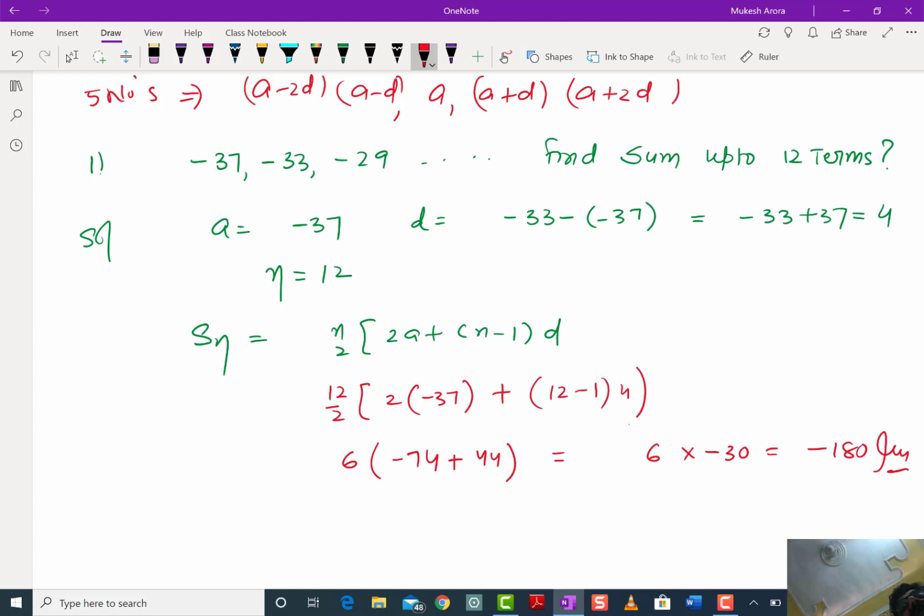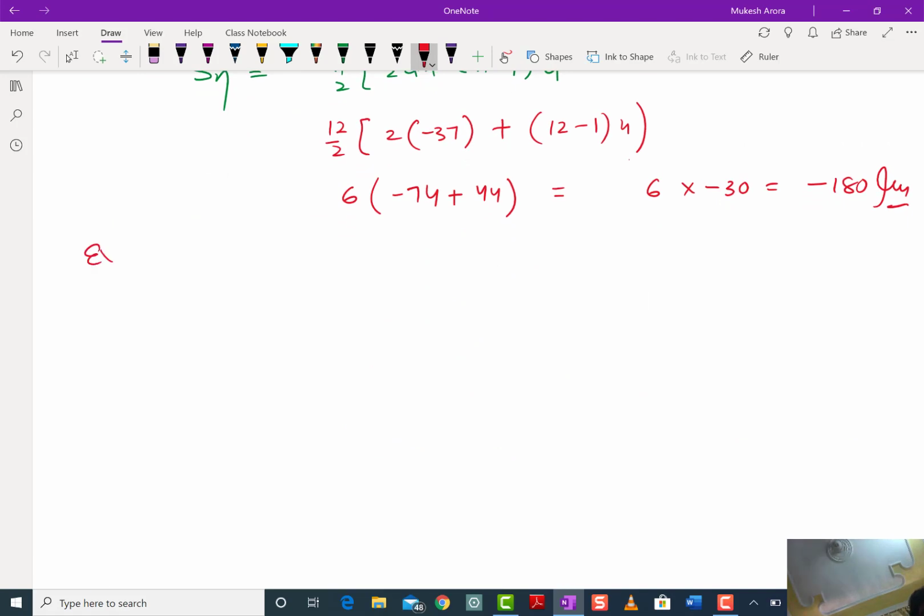Next sum is: so now we have to understand certain observations also. In an AP, find n, where a is equal to 5, d is equal to 3 and an is equal to 50. Find n and Sn.